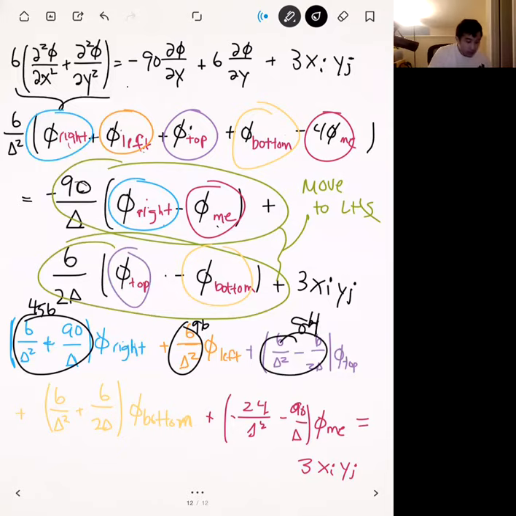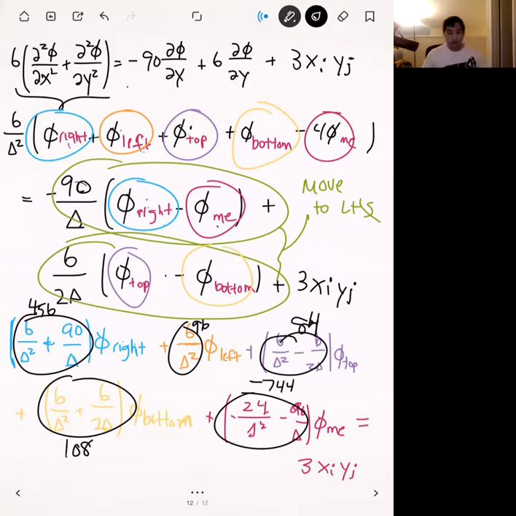Okay. Next, we have the same thing, but plus. And so this is 108. Okay. And then finally, we have that term. So it's minus 24 divided by 0.25 squared minus 90 divided by 0.25. And so this right here is minus 744. Okay. All right. And so now that we have all of those numbers there, let's go ahead and apply this to a couple nodes in our grid.